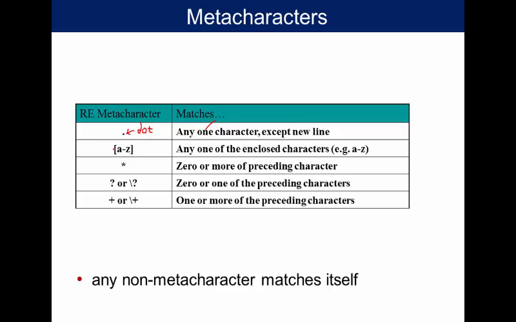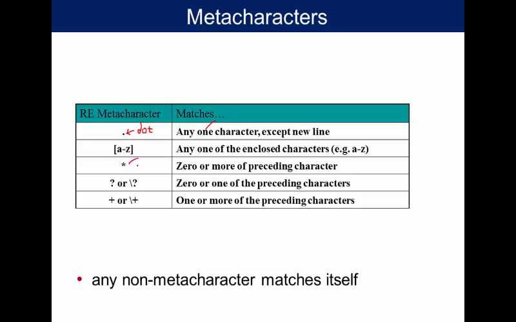And also square brackets with 2 alphabets inside with a dash means any one of those characters from A to Z. So for example, if I want to find one character, any character between C and F, then you can search C, D, E, or F, any one of those.